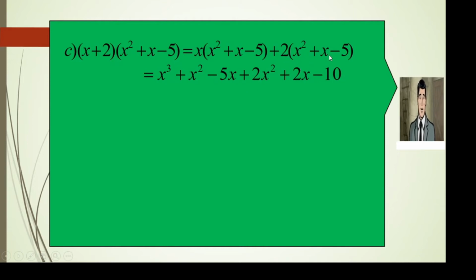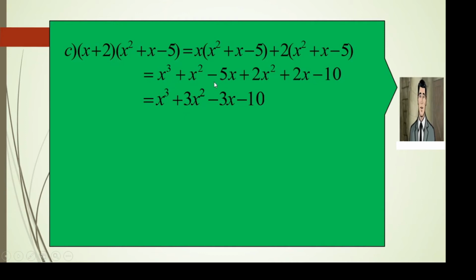Then distribute 2 inside this quantity. So 2 times x squared becomes 2x squared. Then 2 times x becomes 2x. 2 times negative 5 becomes negative 10. Then copy x cubed. Then combine x squared and positive 2x squared. By the law of signs, add these two. So it becomes positive 3x squared because we copy the common sign, that is positive.